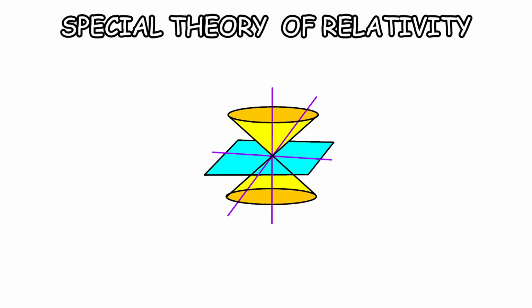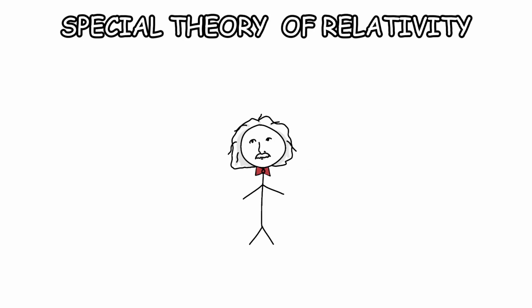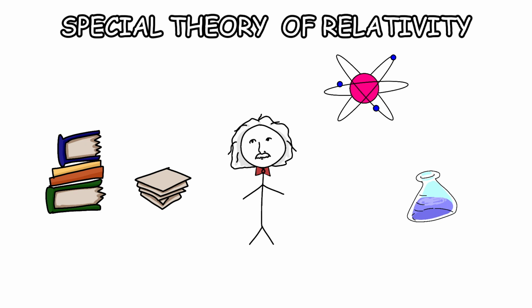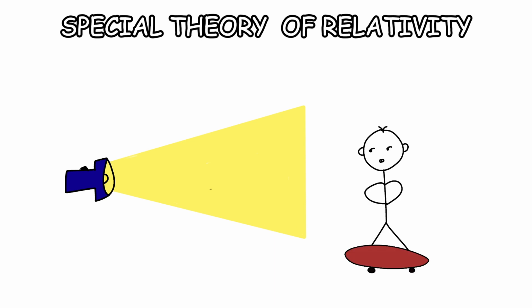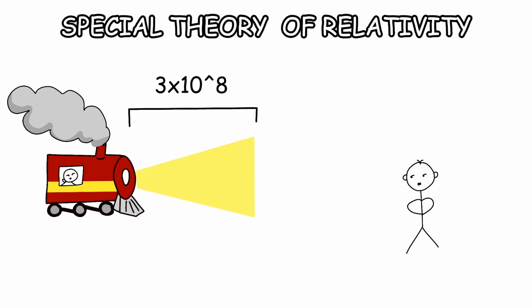Special theory of relativity. At 26 years old, Einstein proposed that the laws of physics are the same for all non-accelerating observers and that the speed of light in a vacuum is constant, regardless of the observer's motion. For instance, imagine you're on a train moving at a constant speed and you shine a flashlight forward. According to Einstein's theory, if someone standing still outside the train were to measure the speed of the light beam from the flashlight, they would find it to be the same as if the train were stationary.